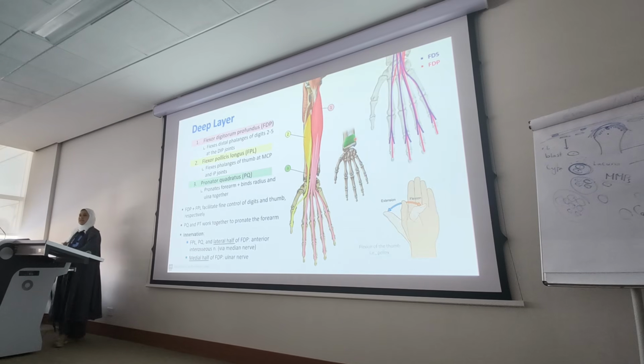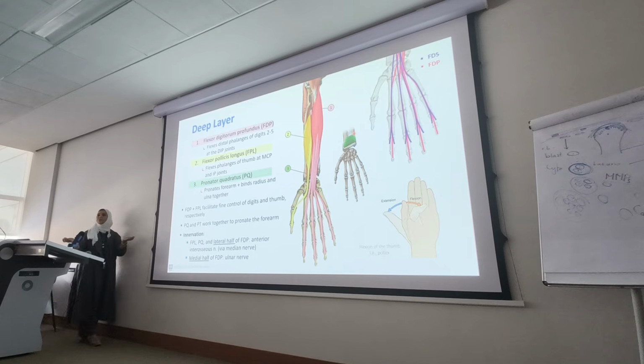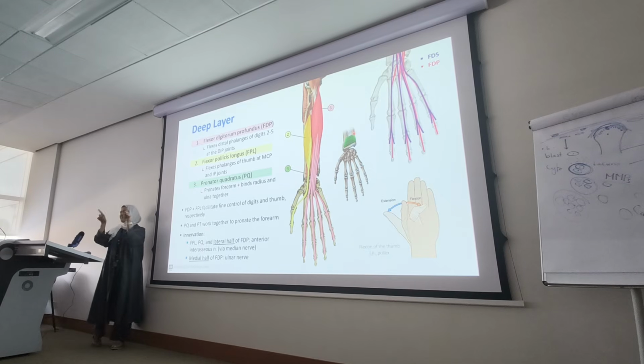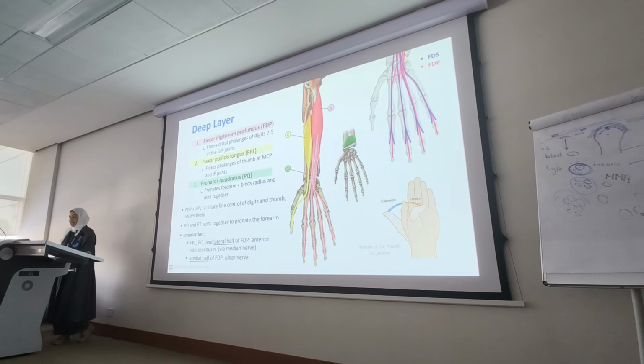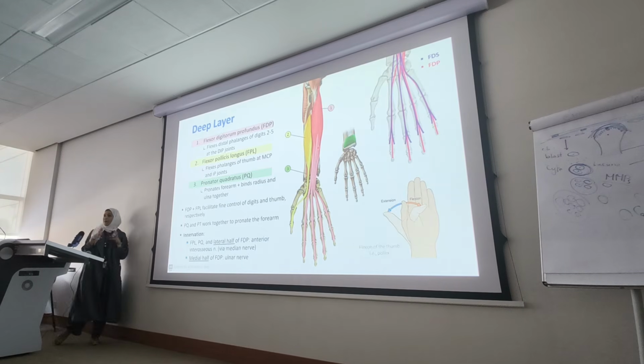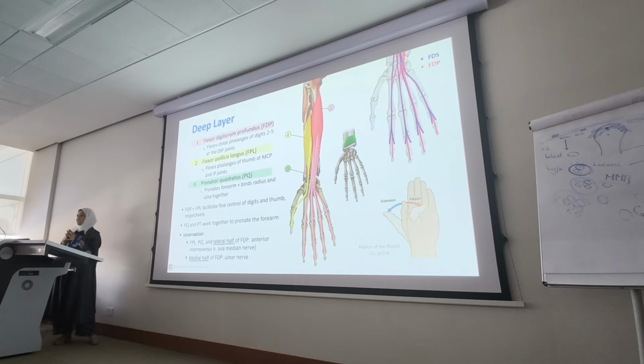And you can see it has a bit of a square shape, and that's what the word quadratus comes from. Quadratus meaning it has 4 sides. Okay, so quadratus. And what it does is it pronates, and it's going to bind the radius and the ulna together.